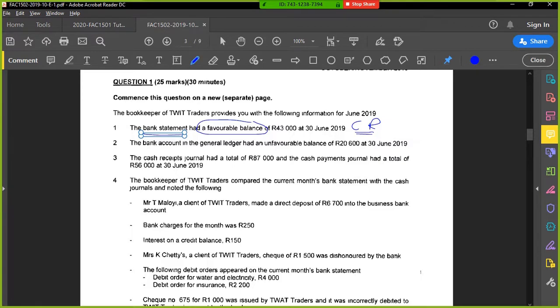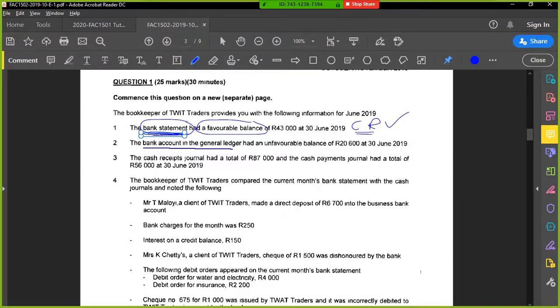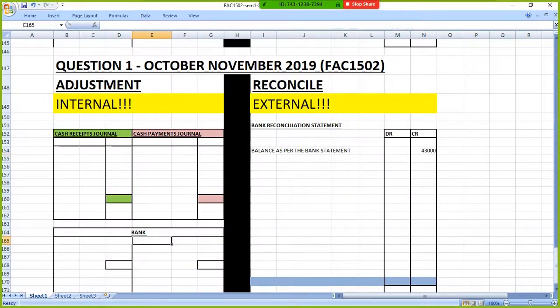Okay, bank statement, favorable. No one likes more debit orders, right? So debit orders are bad, credits are good on the bank statement. 43,000 on this side. Bank account general ledger, unfavorable. Where are we going to put this? In our records. Good. Which side? Unfavorable, credit side. Good. Liability, 20,600. Balance here.